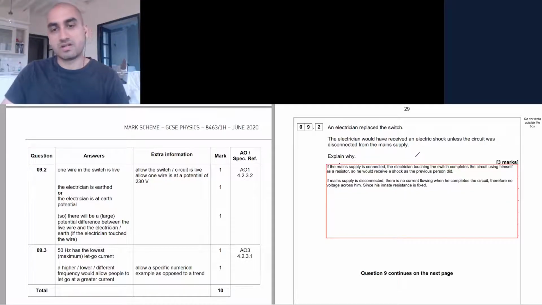I didn't understand what it was asking. So they're asking why he would receive a shock. I thought they were focusing on why he wouldn't when the main supply was removed. So ignore the second paragraph. First paragraph I said, touching the switch completes the circuit using himself as a resistor.